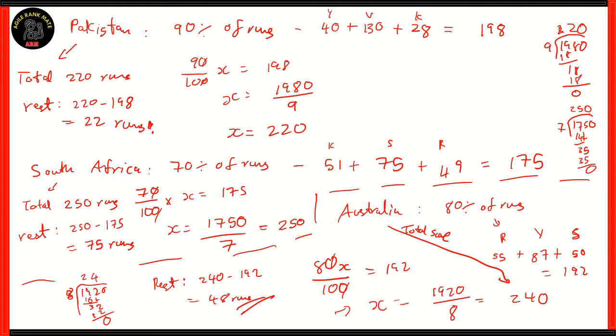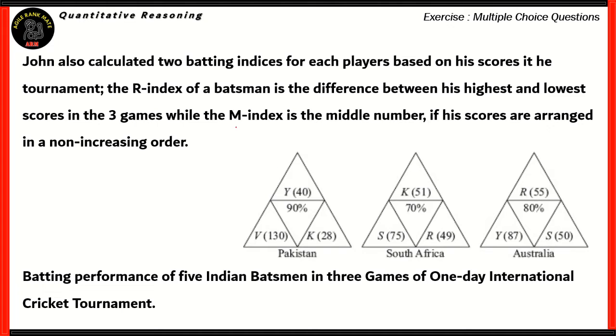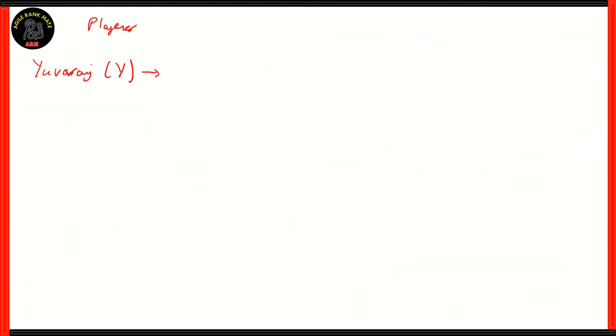Alright? Now across these 3 matches, if we look at the players, the first player that we're looking at is Yuvraj. Why? If you look at the graph, the figure, you see that Yuvraj scored 40 in the match against Pakistan and 87 in the match against Australia.